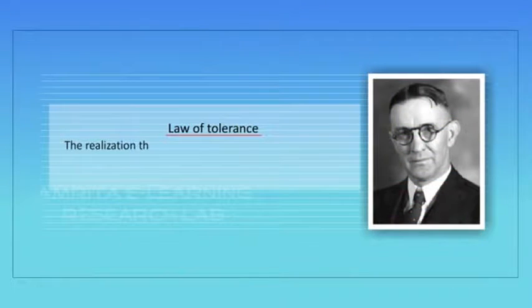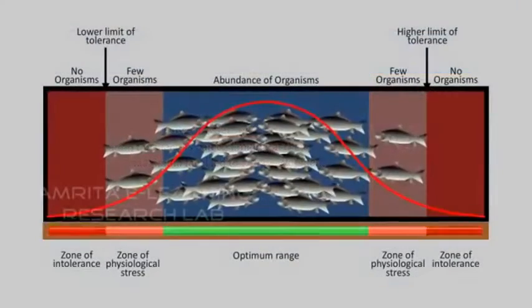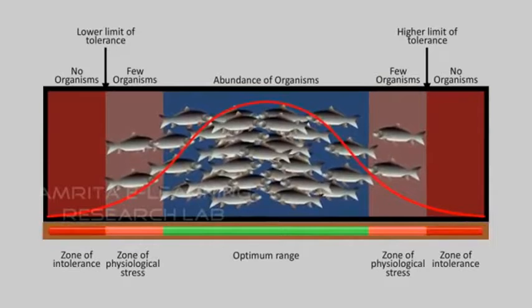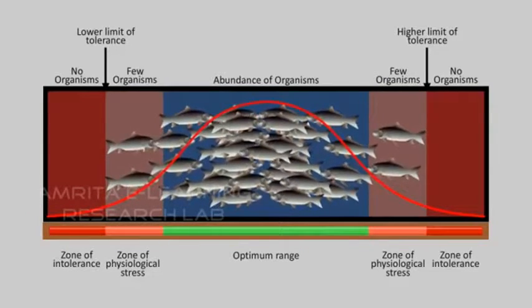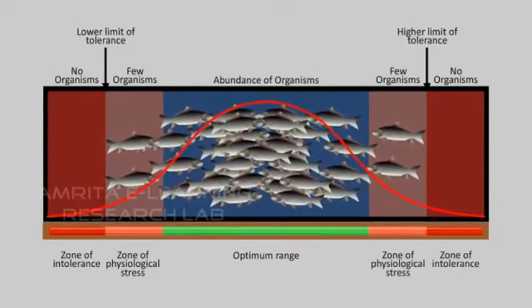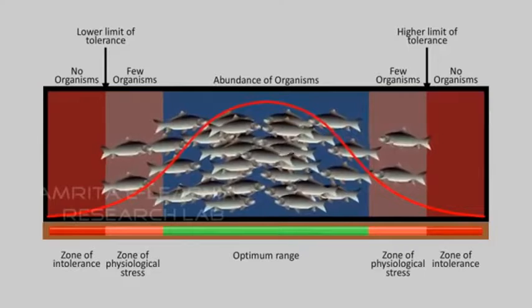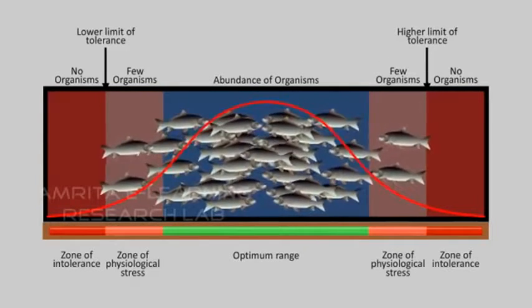The realization that factors can be limiting at their minimum and maximum level led to the development of law of tolerance formulated by V. E. Shelford. Between the lower and upper threshold limits lies a broad region called zone of compatibility, zone of tolerance, zone of kinetics, or the zone of capacity adaptation. Beyond the upper and lower limits lies the lethal zone of intolerance.